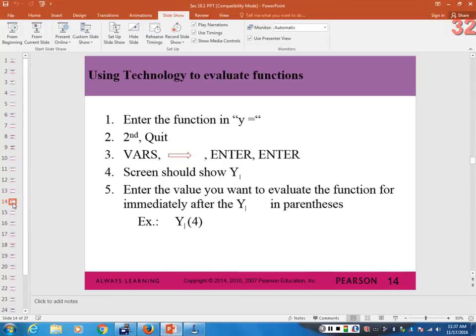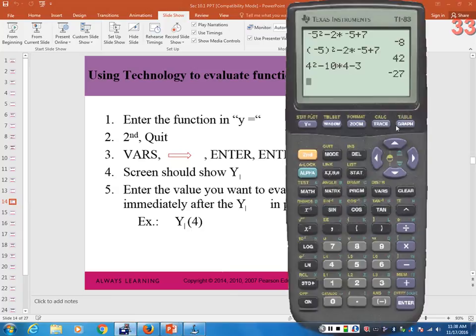Now, you can use technology to evaluate functions as long as what you're putting in the function is a number, as long as it's numerical. For example, we were doing the problem a minute ago for f of x equals x squared minus 10x minus 3, and we need to find f of 4. Here's one way. There are two or three ways you can do it. I'm going to show you a couple of ways, and they're very similar.